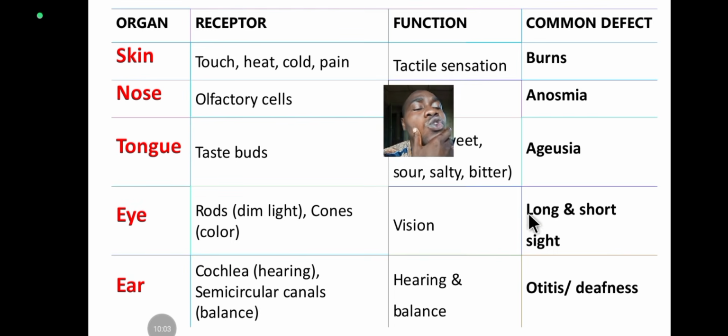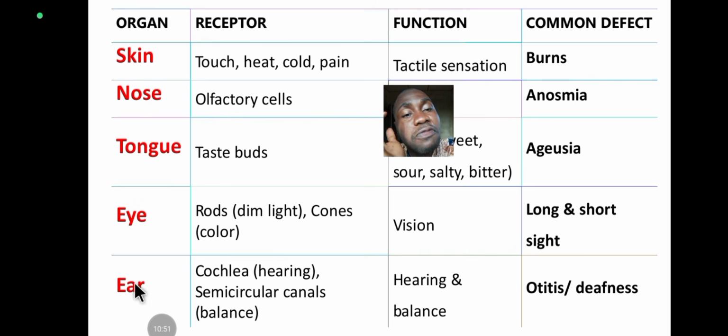All right, so what are the common defects of the eye? Long and short-sightedness. These are the most common defects of the eye, and we are going to emphasize them more. For long-sightedness, you have a very short eyeball, so the light ray focuses behind the retina. For short-sightedness, you have the entirely opposite: the eyeball is longer, and the light ray focuses in front of the retina.